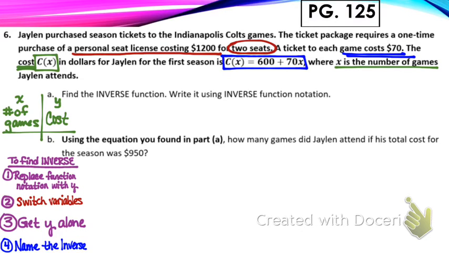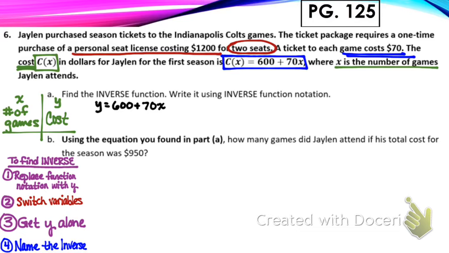I want to find the inverse function rule, and we're going to write this using inverse function notation. So the first thing I want to do to find an inverse rule is what? We're going to get rid of our function notation, right? And replace it with what? Y. So I'm going to have Y equals 600 plus 70X.